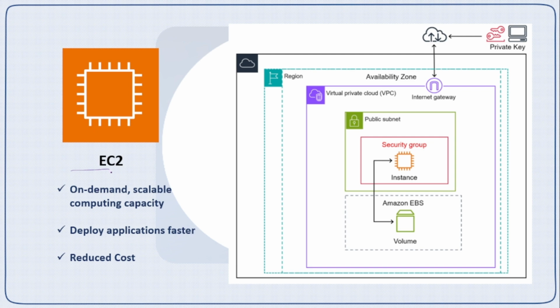Next is EC2, that is somewhat similar to servers or virtual machines. This is a compute service. You can create EC2 instances based on your requirement, like depending on memory, CPU requirement, you can create EC2. This is an on-demand service. So you can create instances inside the subnet and you can use it.